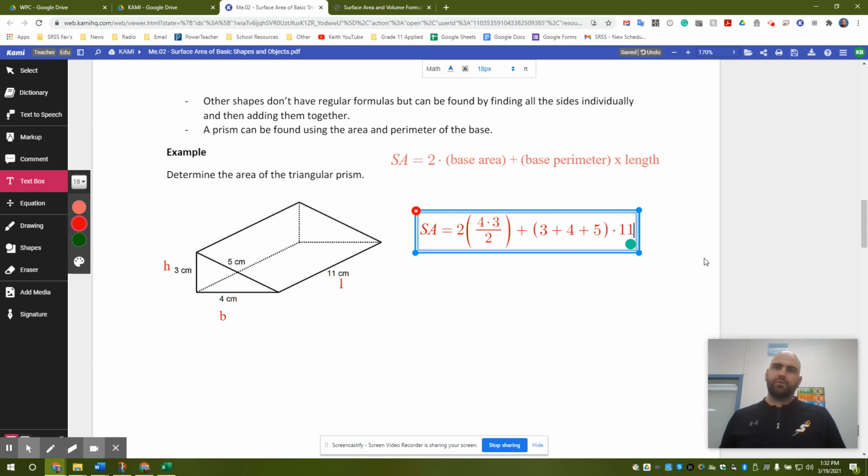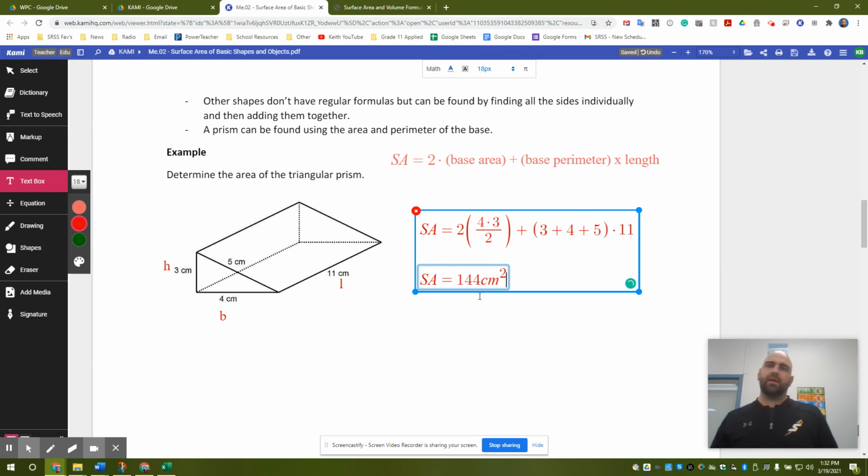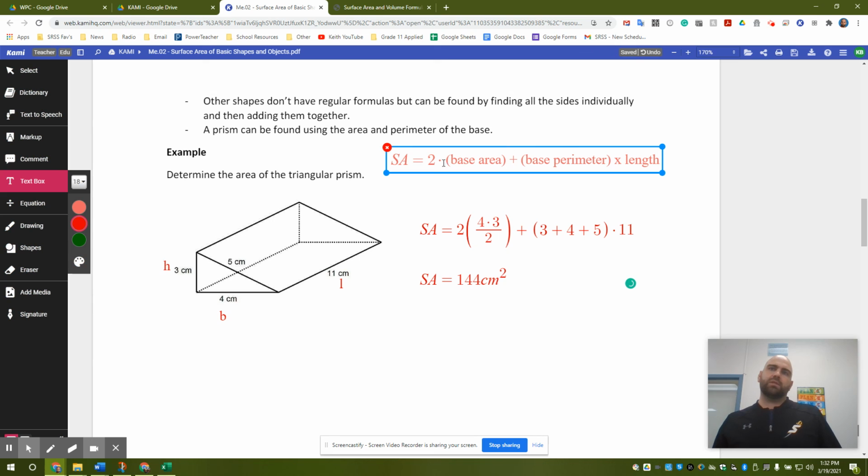So if we do this, it's going to be 2 times 4 times 3 divided by 2 plus 3 plus 4 plus 5 is 12 times 11. And so we're going to get a surface area of 144 centimeters squared. We want to make sure we keep that unit there, and it's area, so it's always squared.